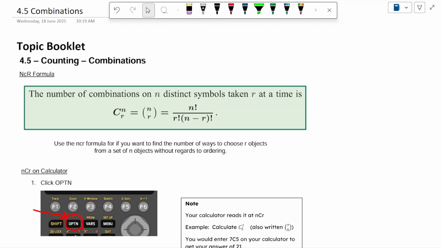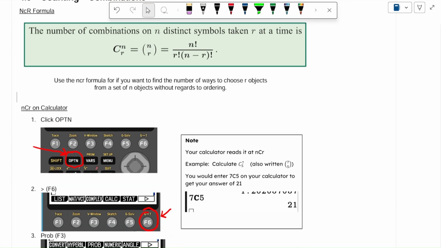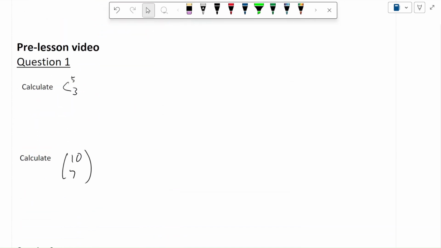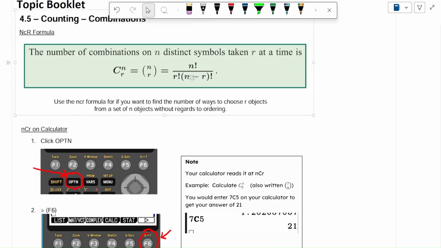In this video, we're learning about nCr. It's a very fancy way to pick objects and do arrangements, but without regards to ordering. That's the sort of important thing compared to the last topic of permutations. So first of all, I just need to show you how to do the formula. There it is. It's got a bunch of factorials in it.